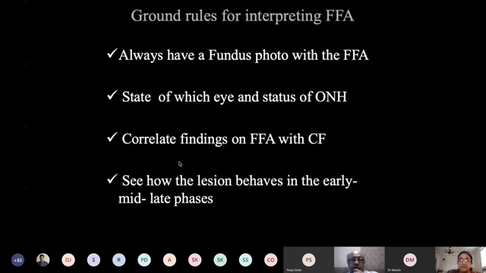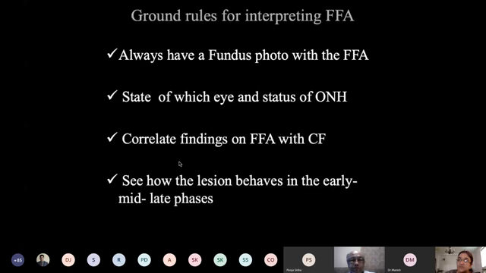Then when you start reading out an FFA, it's important that you state which eye color fundus photograph or which eye FFA you are describing, and also start by describing the optic nerve head. Then you have to correlate the findings of your FFA with the fundus photograph. And then you have to always see how that lesion behaves in the early, mid, and late frames of the FFA, based on which you are going to decide, I am dealing with staining, I am dealing with pooling, I am dealing with a leakage. And this is based only on how that lesion behaves throughout the FFA, and it cannot be based on just one frame that you are seeing.